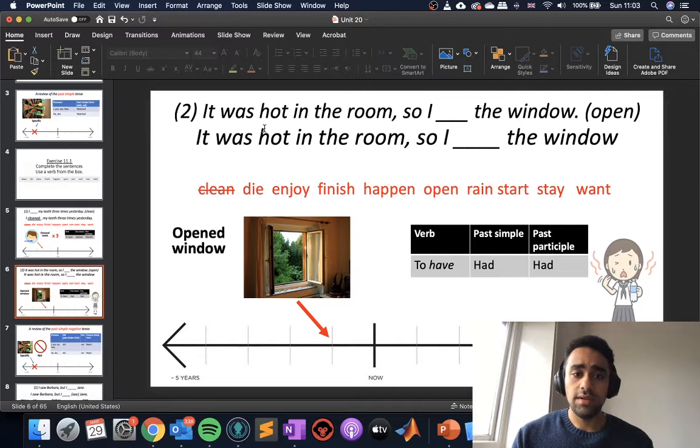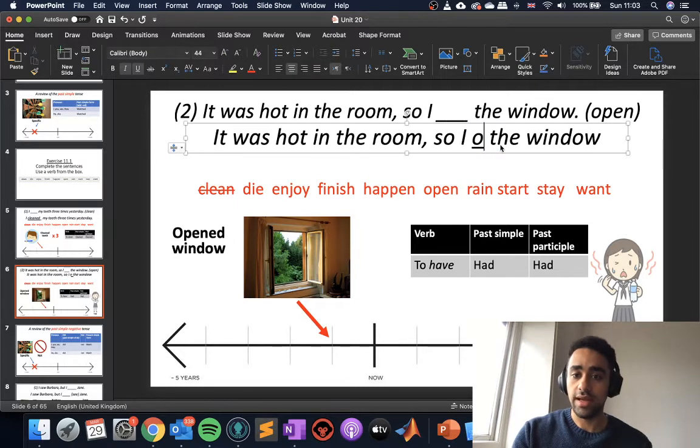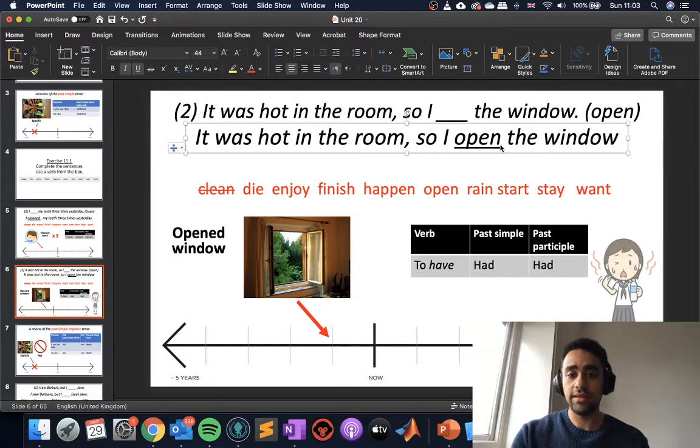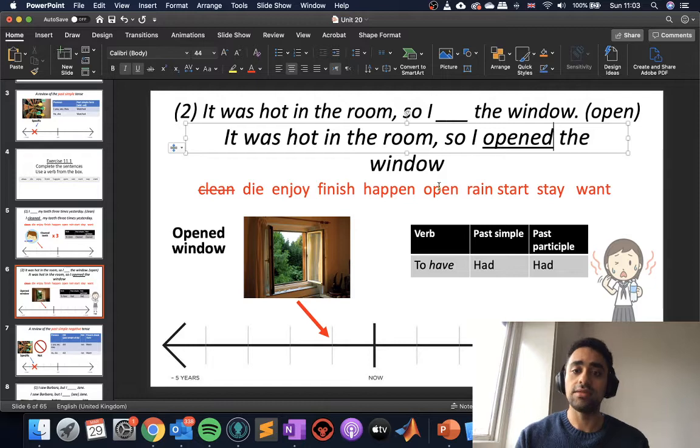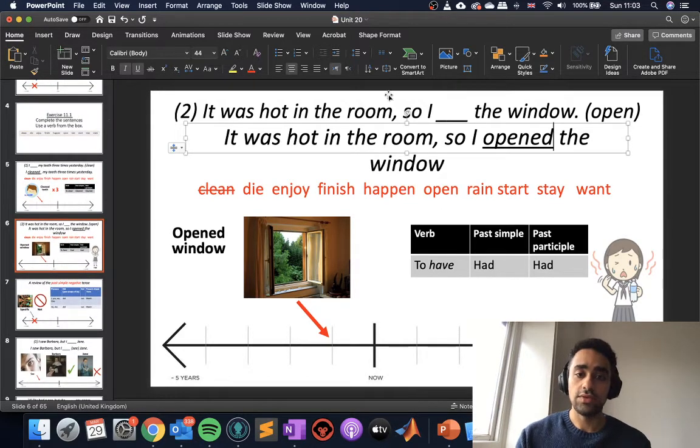Another example, it was hot in the room, so I opened a window. Again, a regular verb, open, then we add ed at the end to make it a past simple form. So it was hot in the room, so I opened the window. This happened, it's over.